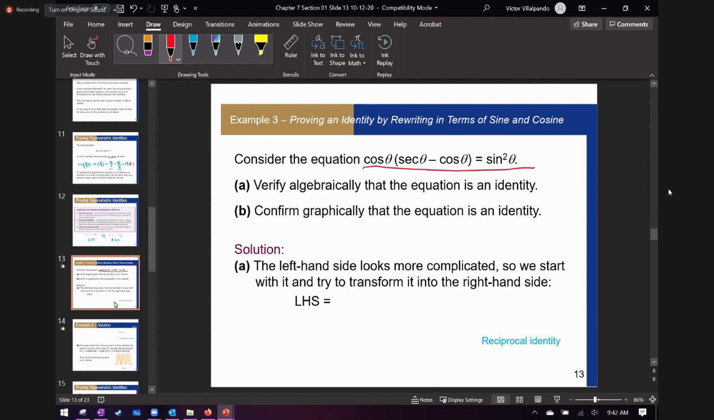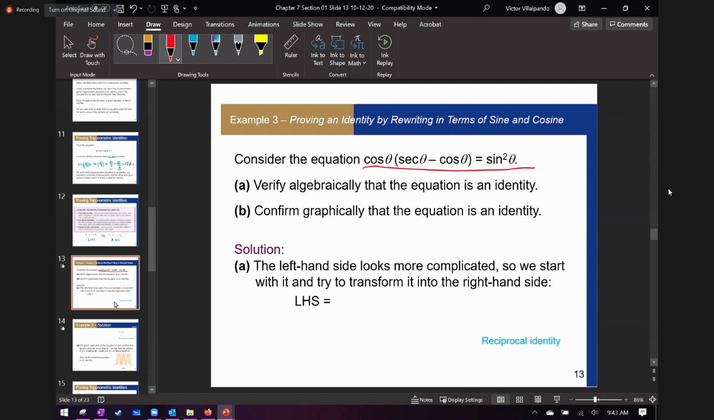It says verify algebraically that the equation is an identity. That is the best way to show whether an identity is true, by proving it, and then confirm graphically. We'll just talk about it. We don't need to compare graphically, right? If we know how to prove it by hand, I don't think we need a calculator to help us do that. But that's okay. We'll see what they say.